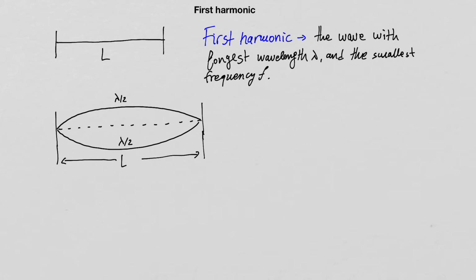wave shown on the string. We have half of the wavelength as the length of this branch, and then the second branch here is the other half of the wavelength. And so those two half wavelengths fit on the physical length of the string. So these are wavelengths, so the length of the wave. This is the physical length of the string.